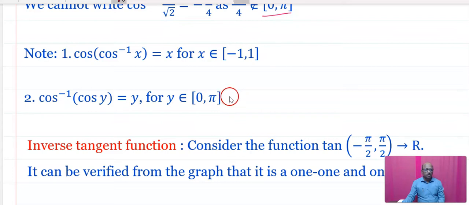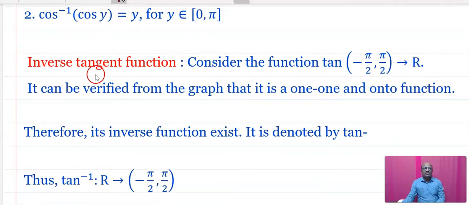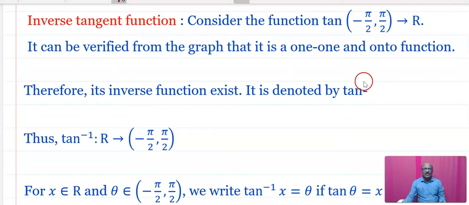cos inverse of cos of y is equal to y for y belonging to the closed interval 0 to pi. Next, inverse tangent function. Consider the function tan from the open interval minus pi by 2 to plus pi by 2 to R, where R is the set of real numbers. It can be verified from the graph again that it is a one-one and onto function, and that's why its inverse function exists, and it is denoted by tan inverse like this.